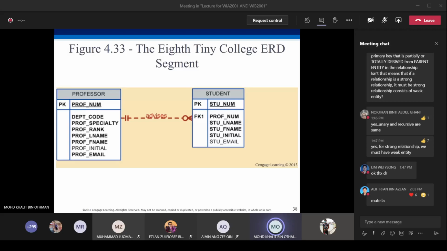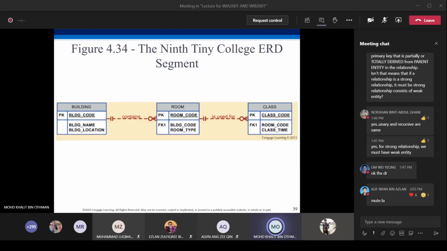We have professor and student as entities, and we have advise as the association between professor and student. The relationship between professor and student is: a professor advises a student. Okay, and we have a one to many relationship between professor and student.